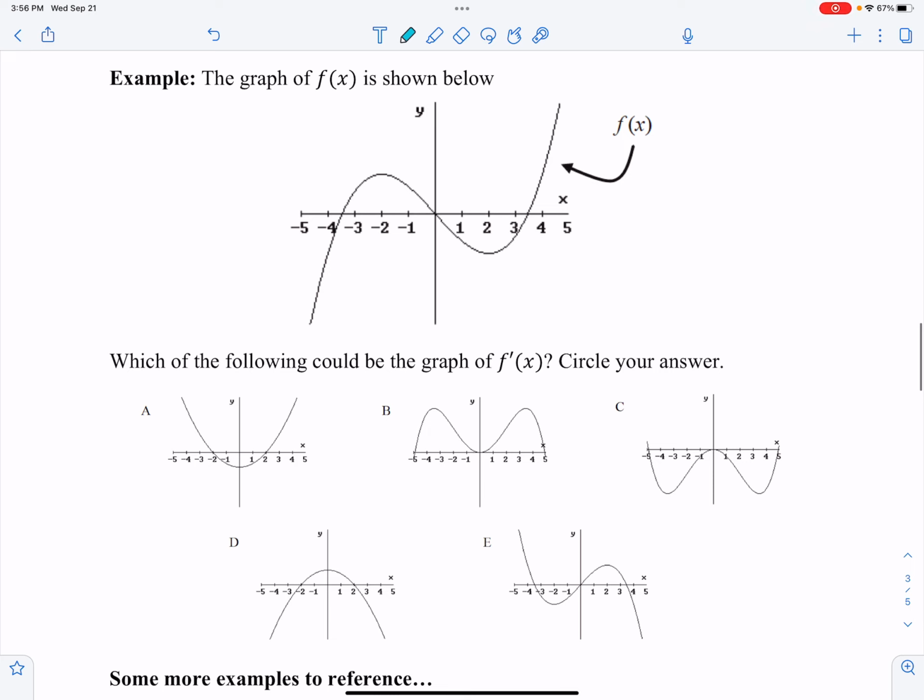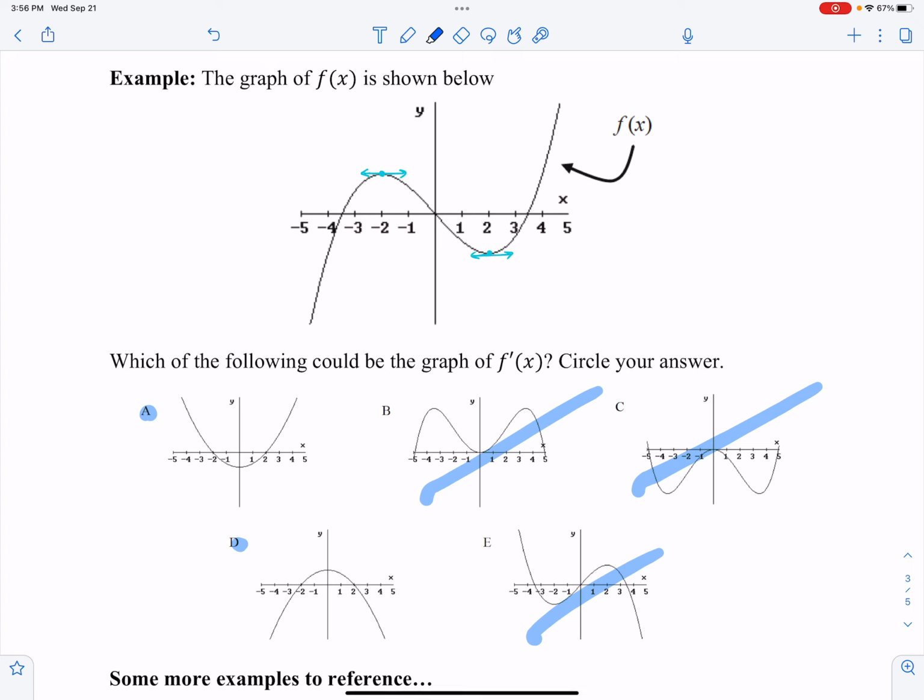Okay, sample multiple choice question. So given the graph of f of x, which of the following would be the graph of f prime? So what I like to look for first is horizontal tangent lines, because those are going to correspond to x-intercepts for the derivative. And it looks like there's a horizontal tangent line at -2 as well as +2. And it looks like there are two graphs, A and D, that both have x-intercepts at -2 and 2. So it's either one of those, and we can throw out B, C, and E.